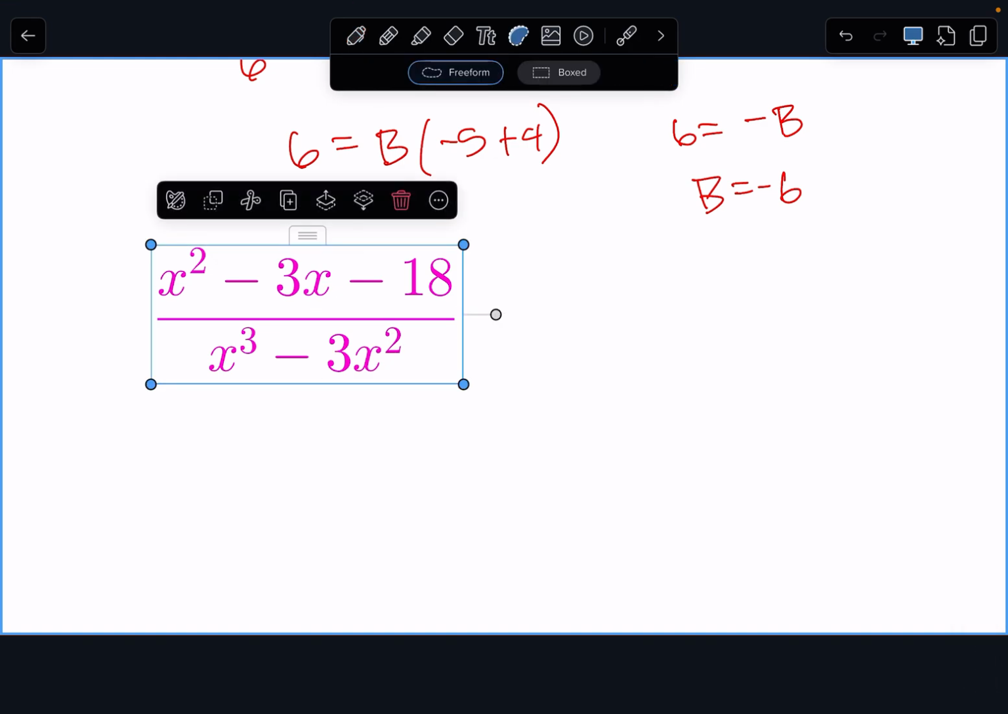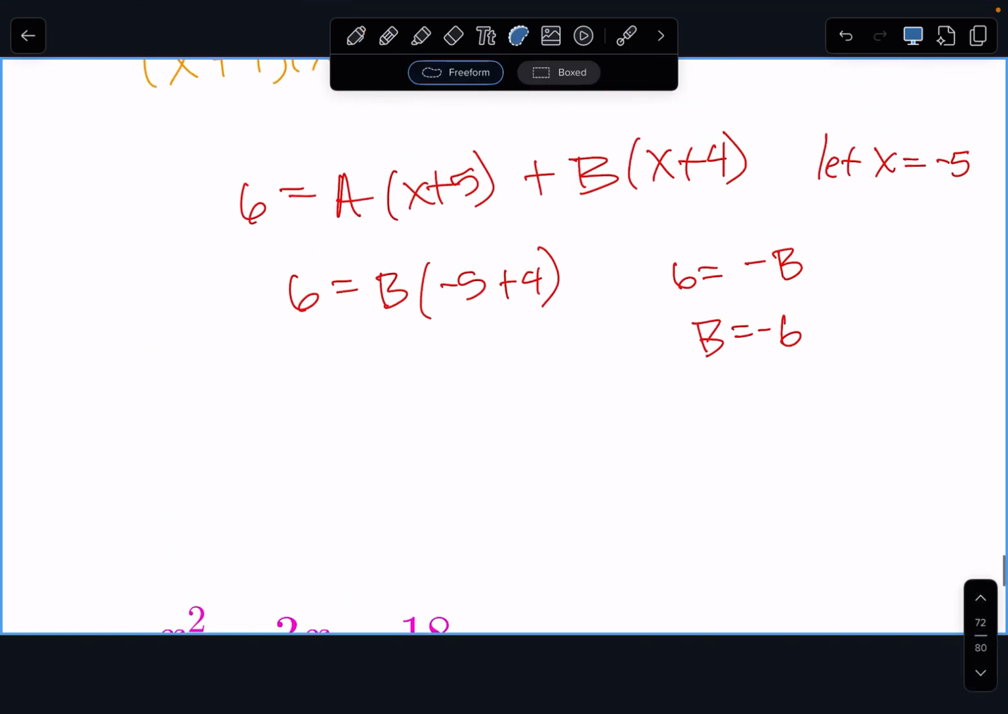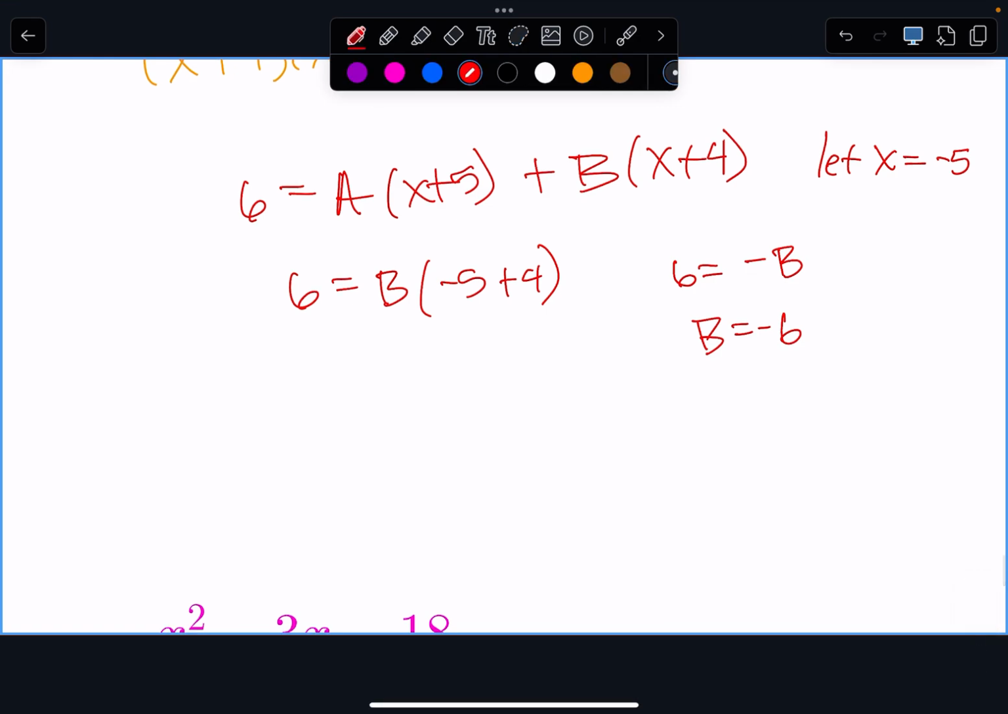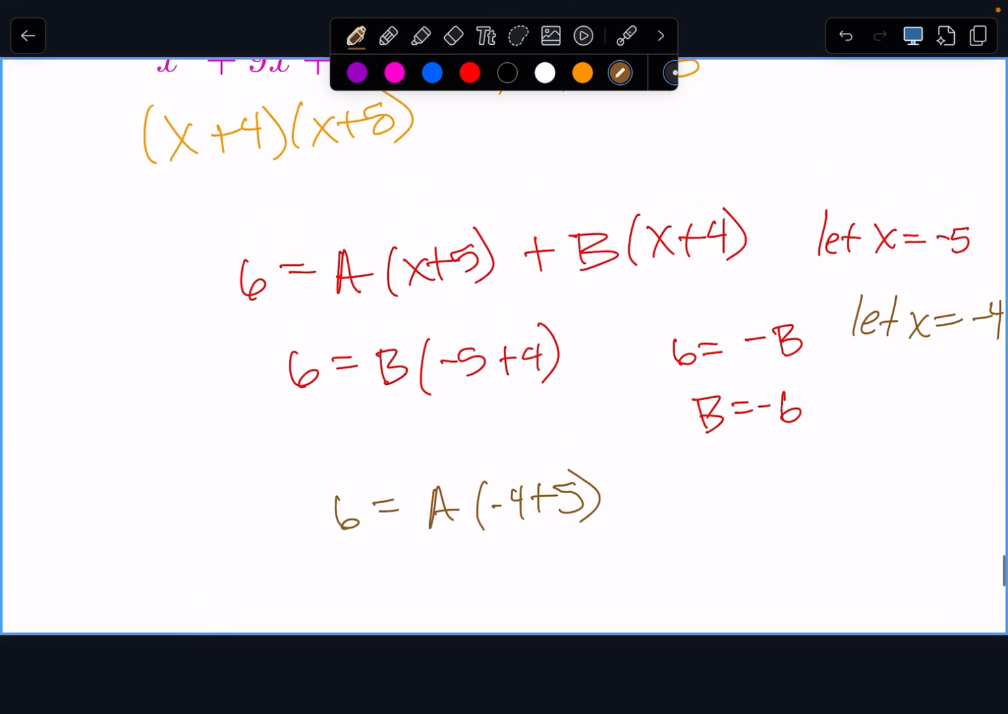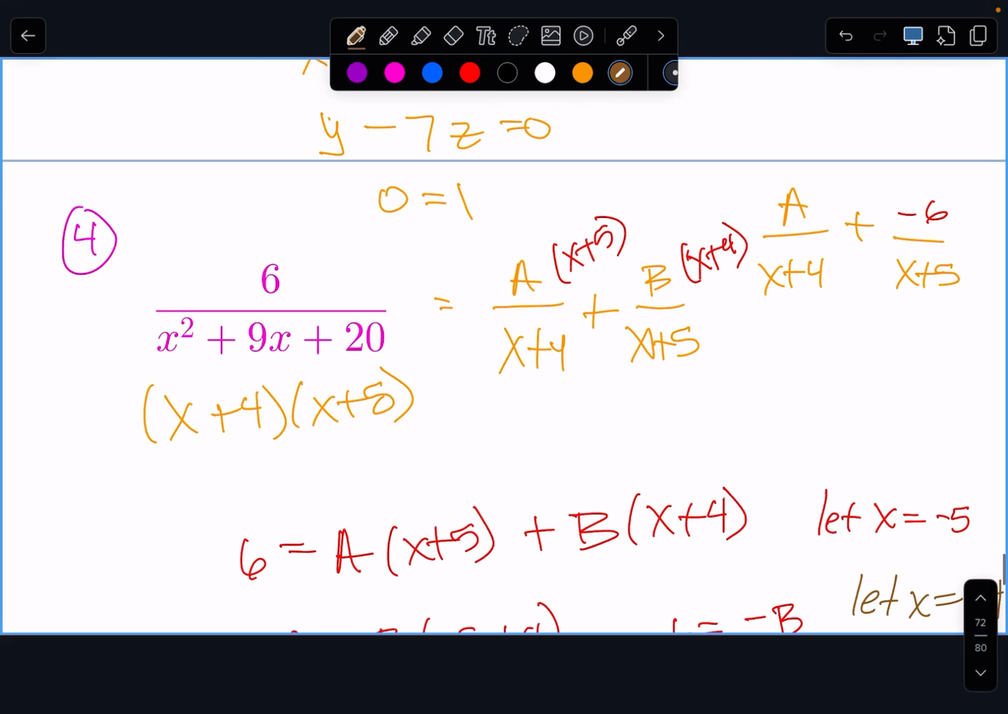I'm gonna make some more room. And then we're gonna let, what color should the other let be? We'll do brown. Let x equal negative 4. So 6 equals a times negative 4 plus 5. Oh, this is so cheddar. So a is 6, yeah? So a is 6. And you put it in just like that.